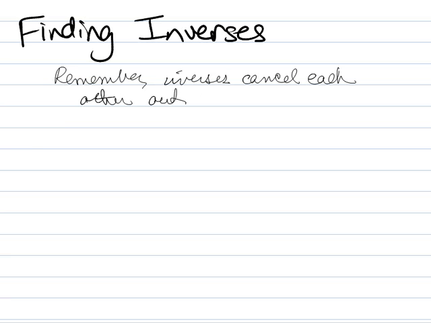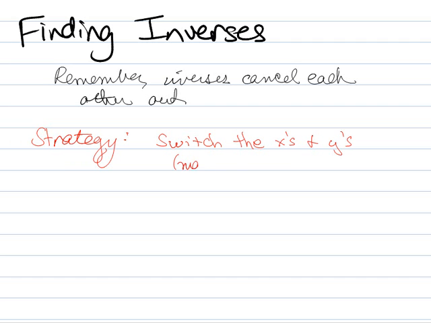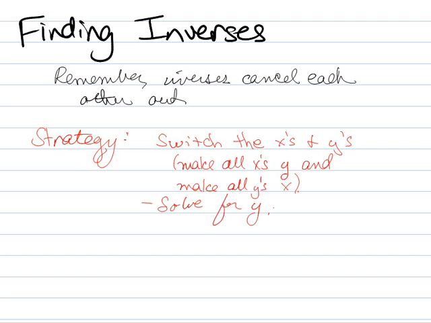So the strategy to actually find an inverse, and we'll show you how this works in a second, the strategy to find the inverse of a function is to basically switch the x and y's. So switch the x's and y's. By that I mean make all the x's y's and make all the y's x's. You're going to switch the x and y's and you're going to solve for y. It sounds really weird, but it actually works.